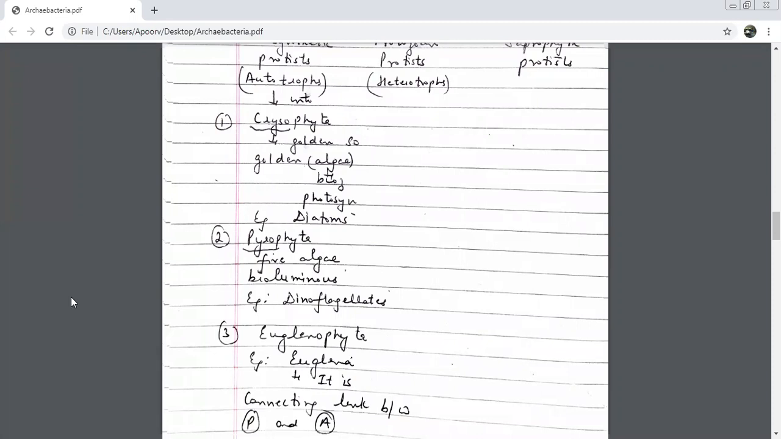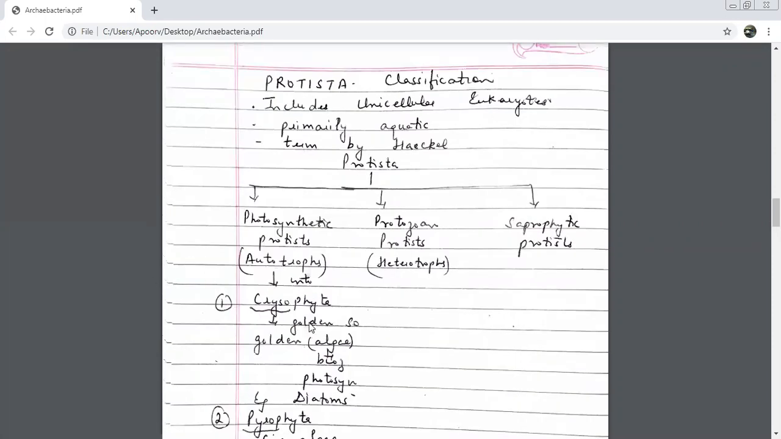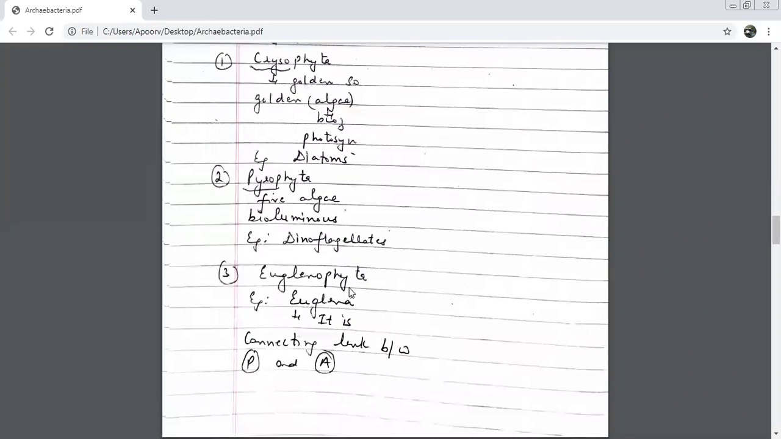Very quickly, I want the examples also. Beta, example of chrysophyta? Very good. Example of the second one. Pyrophyta are commonly called what? Fire algae. Very good. Example? Dinoflagellates. And what is the last division that we have? Euglenophyta. The example is very simple, euglena. So we had diatoms, dinoflagellates, and euglena as the three examples. So this is all about photosynthetic protists, that is the autotrophic protists.